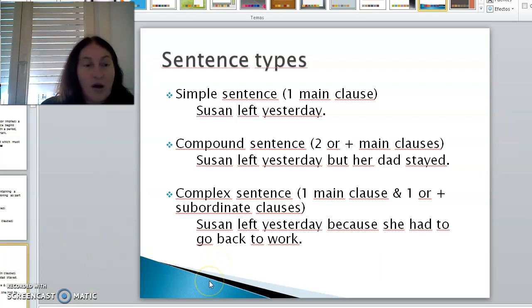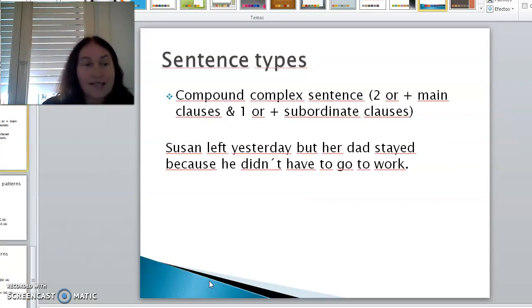Then we may go on and get into a combination of the last two kinds, and we may have a compound complex sentence. The structure would be two or more main clauses that would account for the compound part, and one or more subordinate clauses. Okay? There we have the complex side of it. Let's have a look at the example.